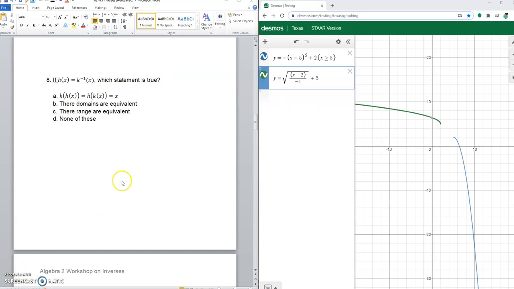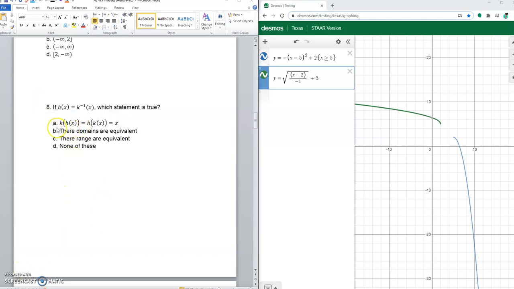Number 8 is more of the definition, and you should know the definition of your inverse. So let's take a look at this. If h(x) is equal to the inverse k^-1(x), which statement is true? This is a statement that's true because definitely that is your definition of inverse. The definition is the composition of your first function with the second function, and the composition of your second function with the first function should be equal to x.